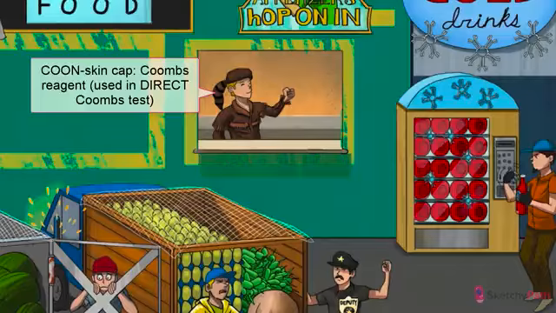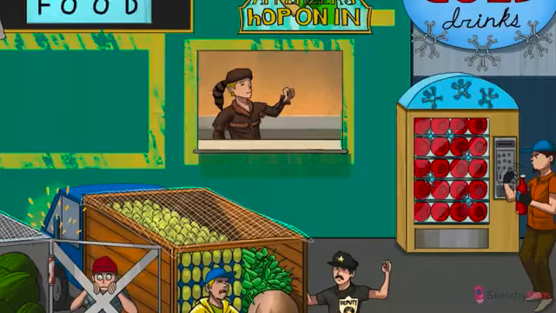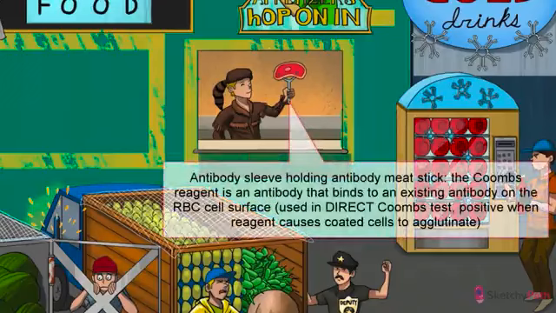The direct Coombs test is performed by taking a sample of the patient's blood, washing the RBCs of all the plasma components, and then adding the Coombs reagent. The Coombs reagent is an antibody that binds to any antibody, such as IgG, IgM, and complement proteins like C3, attached to the surface of the cell. So take a look at Davy Crockett over here. See how his sleeve evokes an image of antibodies attaching to antibodies?